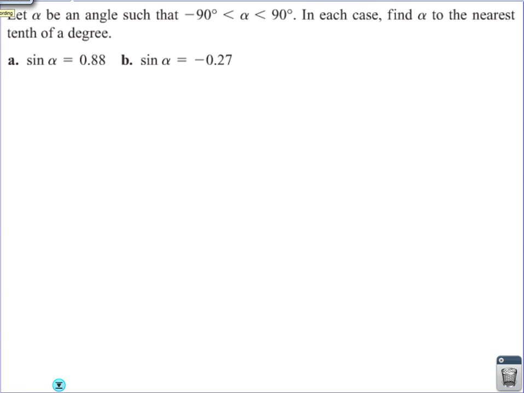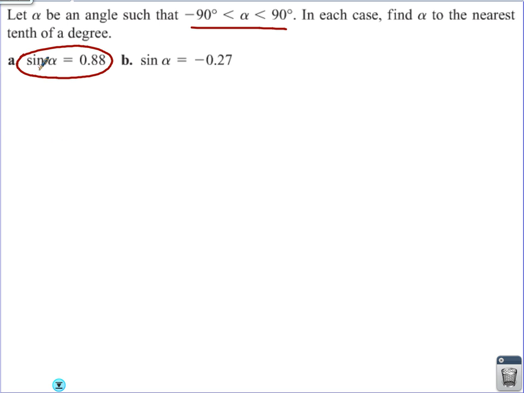Here's one of the ones that are not common, which you might actually like better because you didn't have to memorize them. Let alpha be an angle between negative 90 and 90. Again, that's where we're defined, from negative 90 to 90. In each case, find alpha to the nearest tenth of a degree. You've done these, okay? But what I want you to keep in mind now is you know what quadrant it's going to be in before you even type it in. You know if your answer is going to be a positive angle or a negative angle before you even type it in. Sine of alpha equals 0.88.